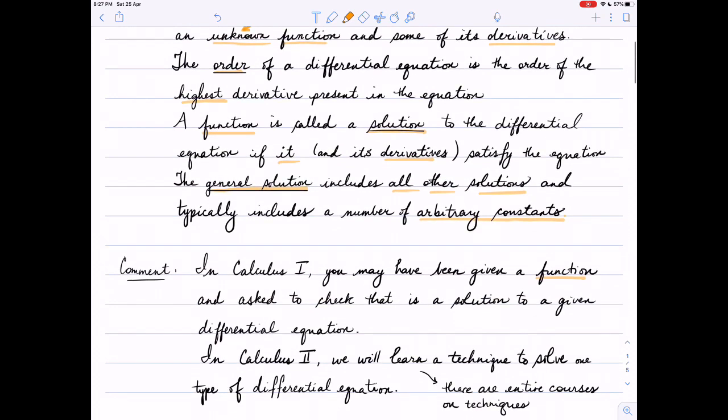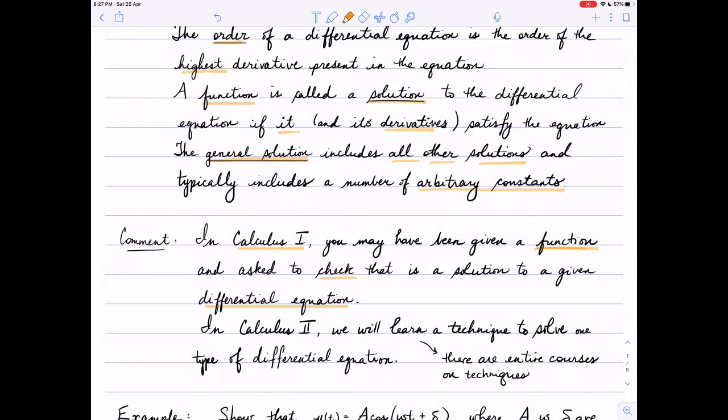So if you saw differential equations in Calculus 1, you may have been given a function and the differential equation and asked to check that the function was indeed a solution. In Calculus 2, we are going to go a little bit further than that. We'll do an example of this type where you are given a function and all you need to do is check.